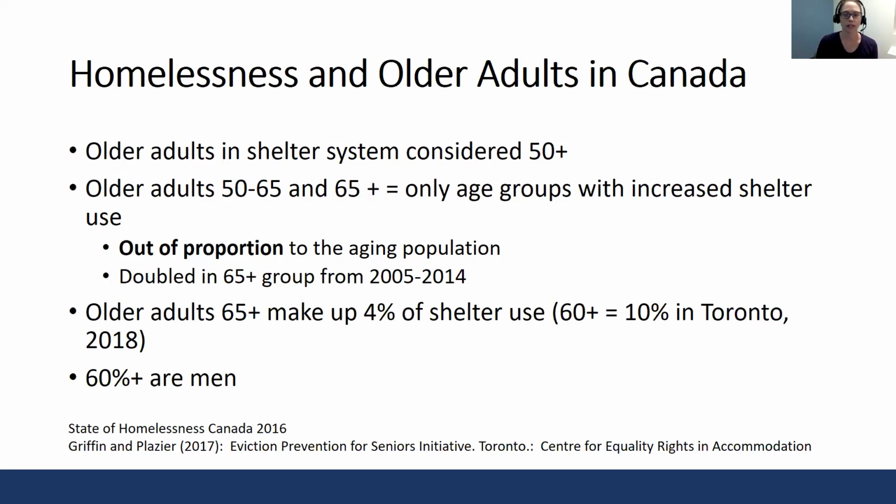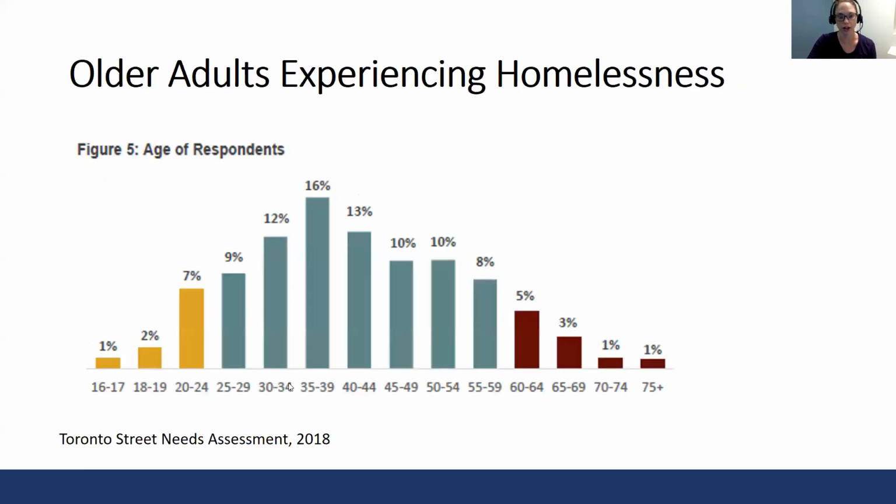And older adults 50 to 65 and 65 plus are the only age groups where shelter use is increasing. And as mentioned, this is out of proportion to the aging population. And we see a doubling in the 65 plus group when they looked at the data from 2005 to 2014. And when we look at our older adults 65 plus, they make up about 4% of shelter use in Canada. And in the 60 plus group in Toronto, they're actually about 10% of shelter users. And the majority of older shelter users in Canada are men.